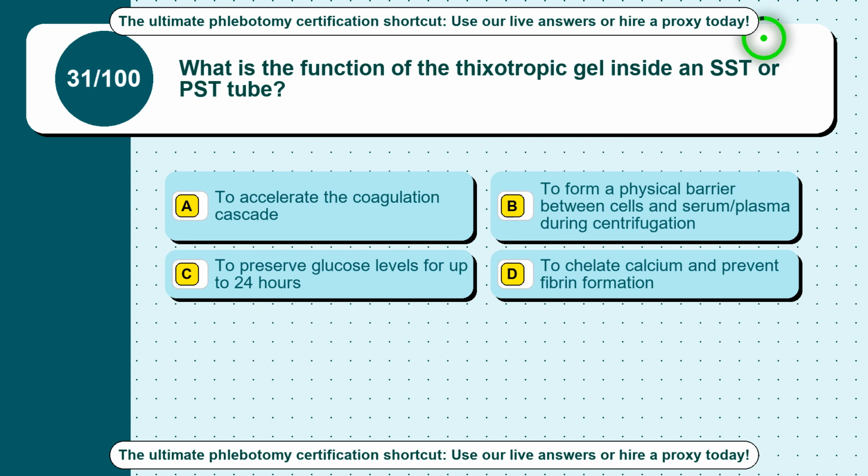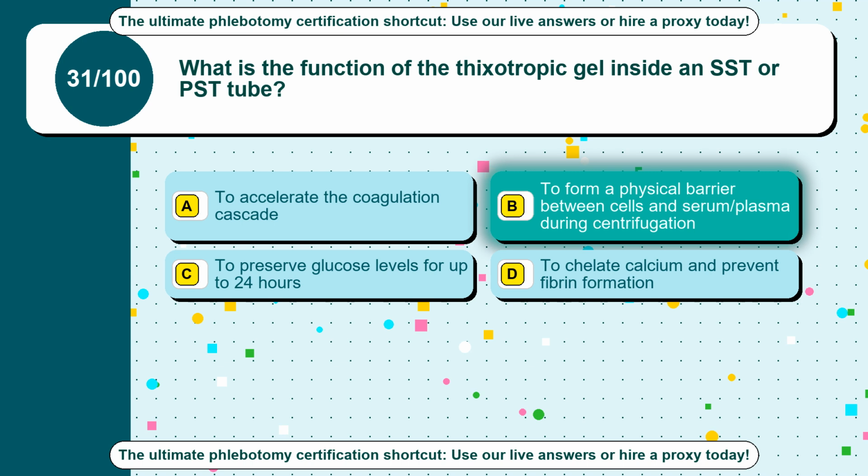Question 31. What is the function of the thixotropic gel inside an SST or PSD tube? Option A. To accelerate the coagulation cascade. Option B. To form a physical barrier between cells and serum/plasma during centrifugation. Option C. To preserve glucose levels for up to 24 hours. Option D. To chelate calcium and prevent fibrin formation.